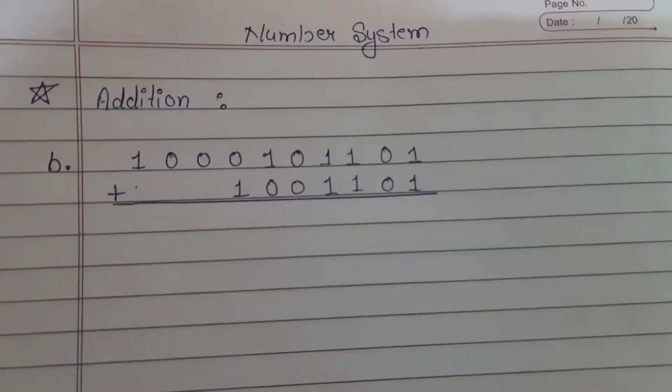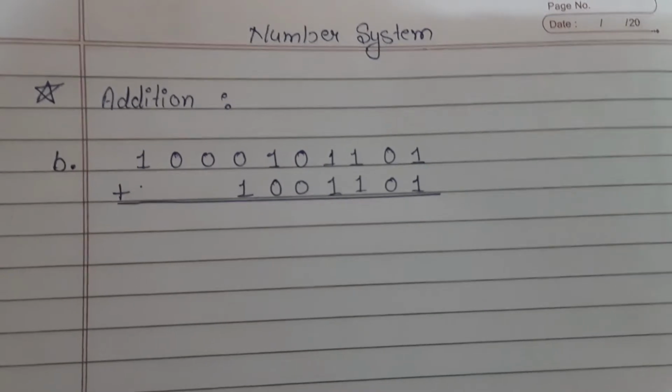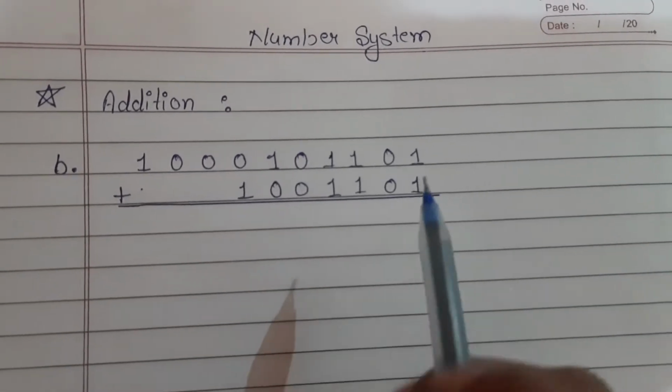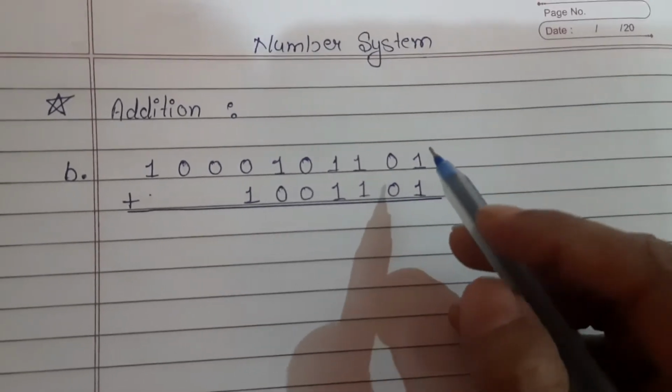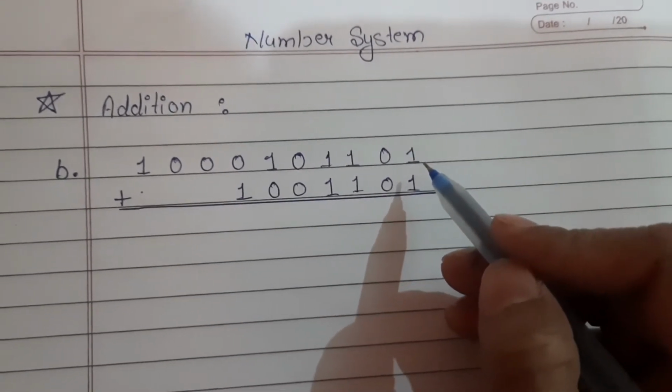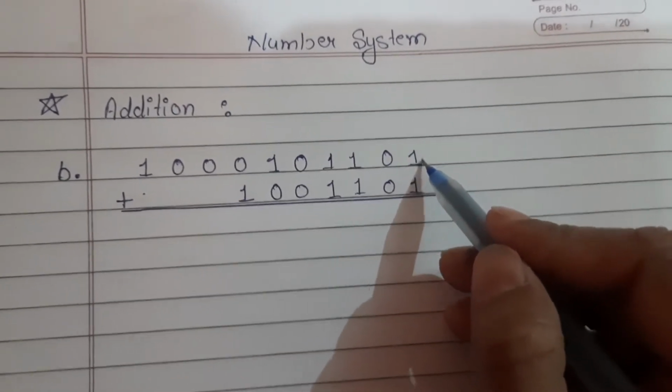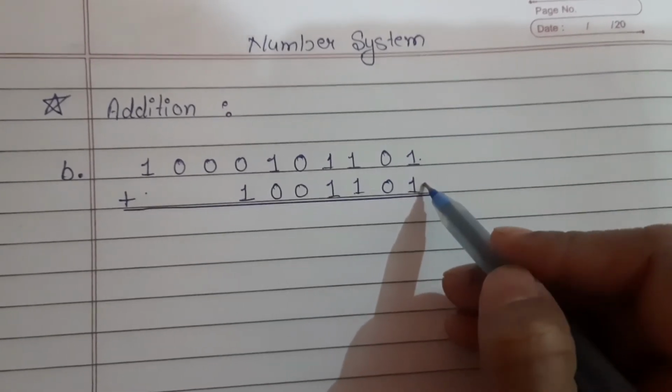Good morning, everyone. Today we are going to discuss, under the number system, addition, subtraction, multiplication and division of binary numbers. So let's see the addition first. Dear students, we have taken part 2, as we have discussed part A in the live session. Here, in the second part, I am showing you the solution.